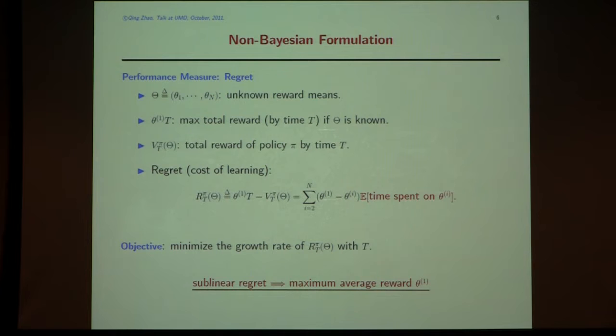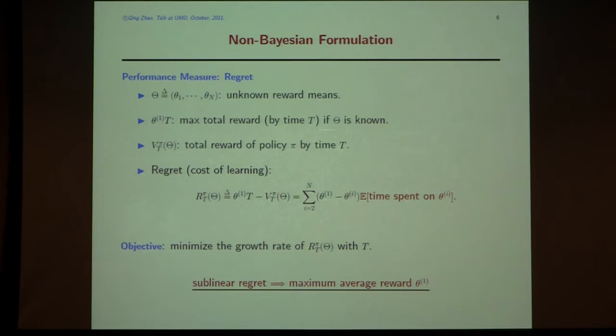So we have to spend a small amount of time on the bad arms, but at the same time we have to spend enough time on the bad arms to know they are actually the bad arms. So the objective here is to minimize the growth rate of the regret with time t.